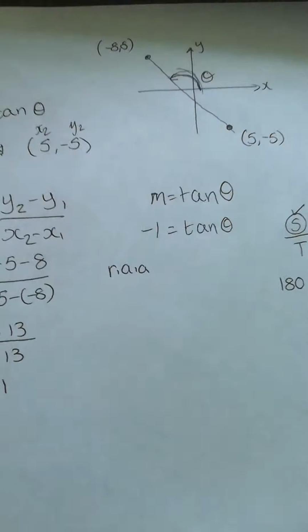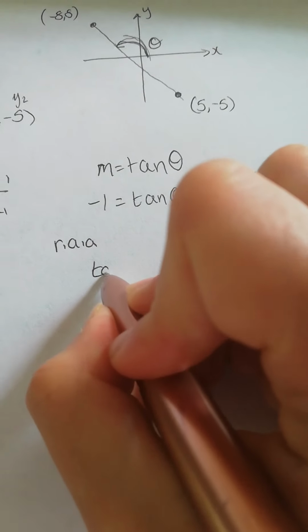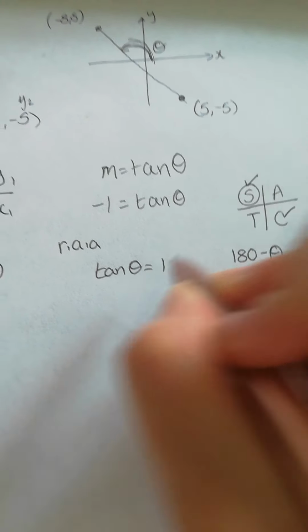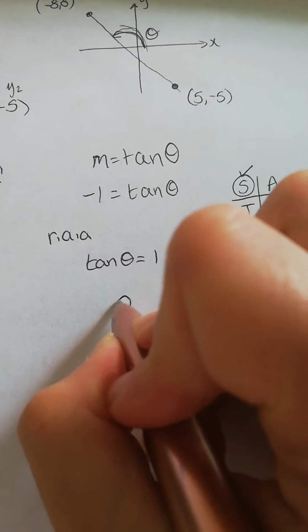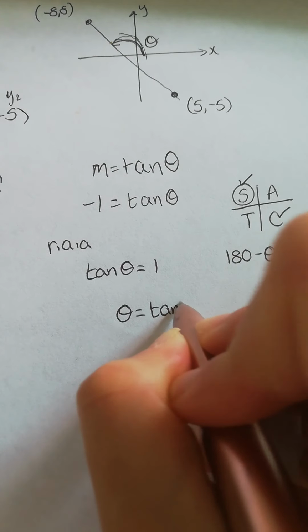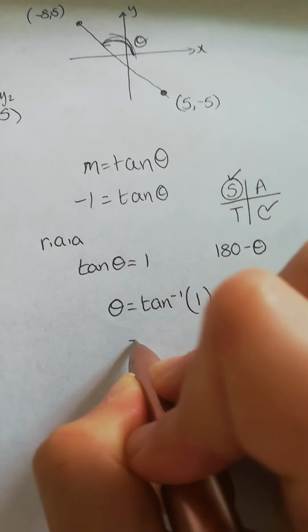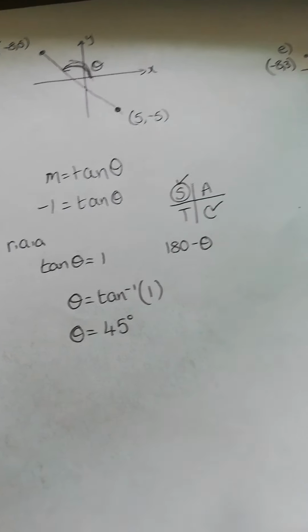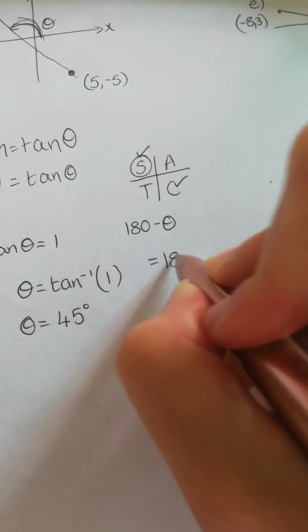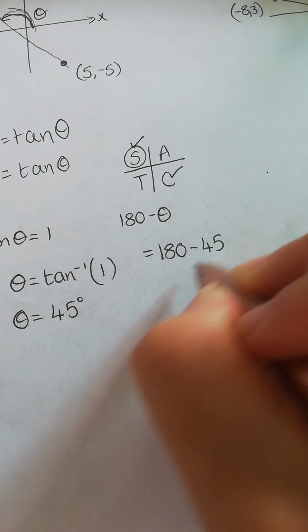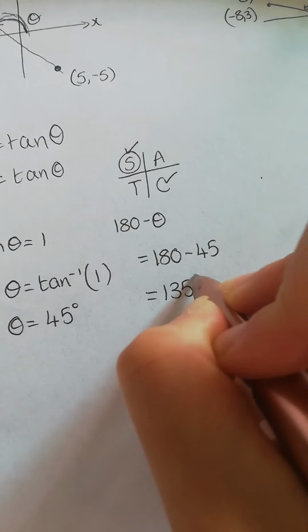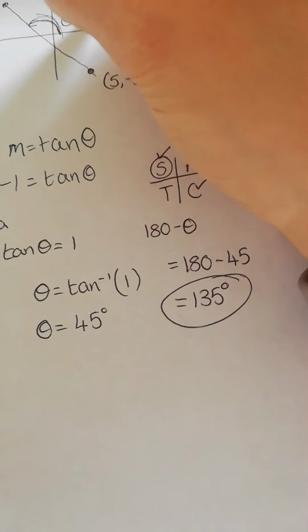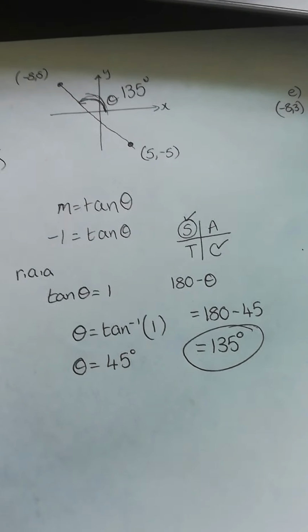So we need to use our related acute angle, so we pretend it's positive, so this is all revision from National 5 hopefully. So theta will be the inverse tan of 1, which works out as a nice answer. We should get 45. Okay, so then our final answer is going to be 180 minus 45, which is 135, and so that gives us that obtuse angle.